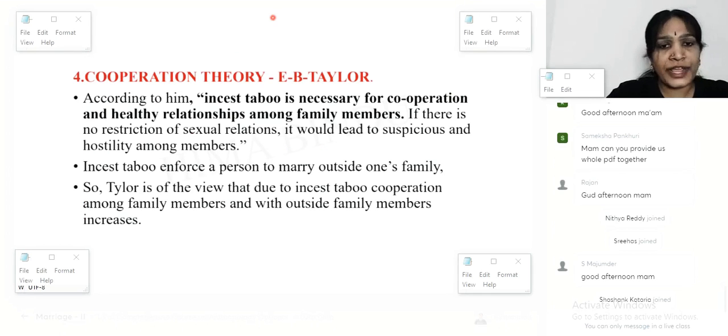Now fourth theory, cooperation theory by E.B. Tylor. Please correct this small spelling mistake. There is no A here. T-Y-L-O-R. Remember this correction. So cooperation theory by E.B. Tylor. Remember this man. We'll discuss more about him later in Unit 6 in the theories. According to him, incest taboo is necessary for cooperation and healthy relations among family members.